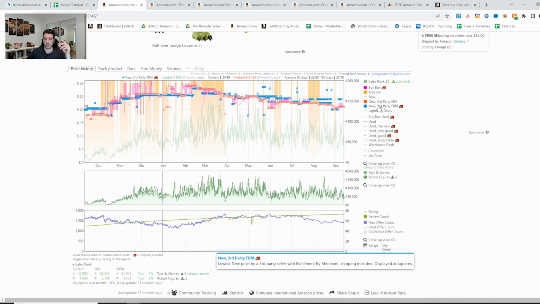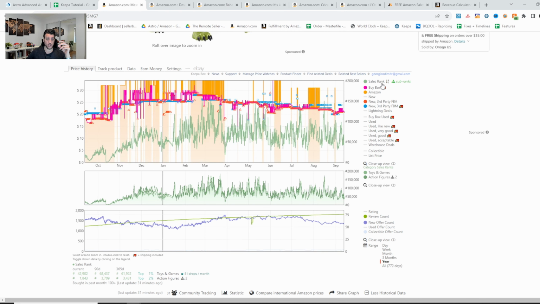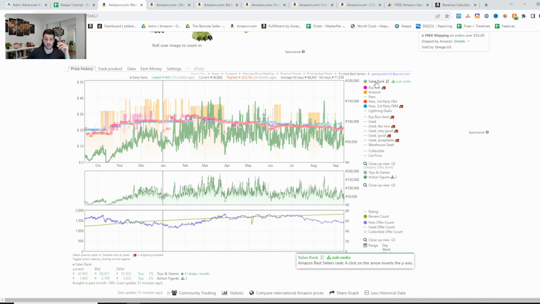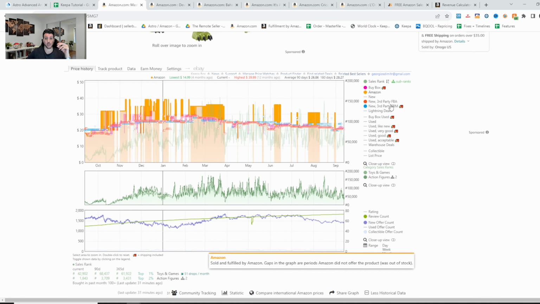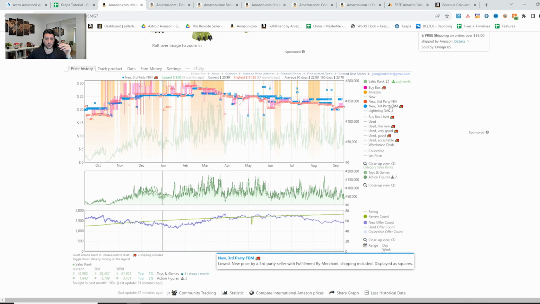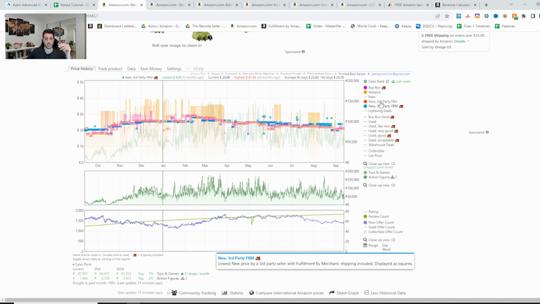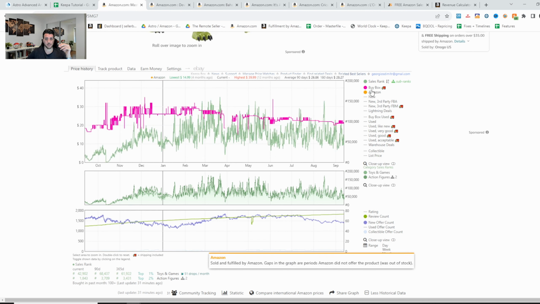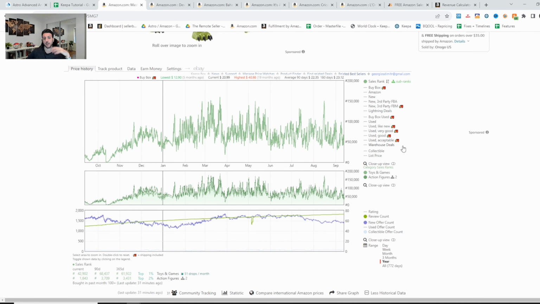Now I'm going to uncheck all the important features, but just so you know, these are the ones that you need to look out for: the sales rank, buy box, Amazon, new third-party FBA, and new third-party FBM. Now let's uncheck all of these. Now, this is the sales rank.